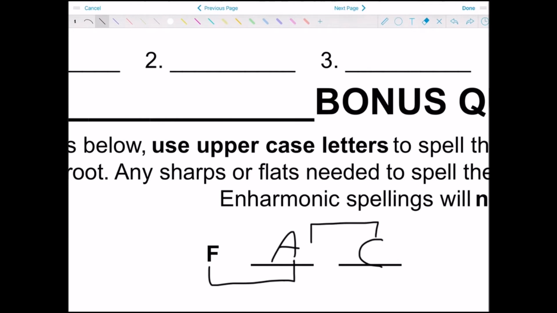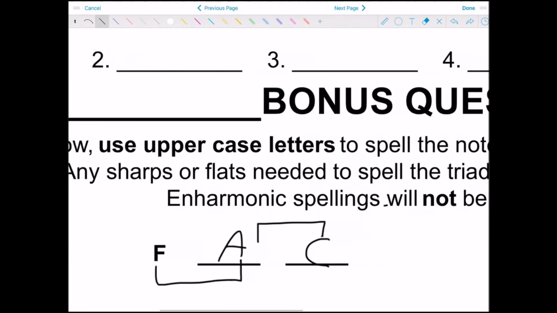So from F to A, is that 4 half steps? Well, if you look at your keyboard, then yes, F to A is 4 half steps. A to C, is that 3 half steps? If you look at your keyboard, then yes, A to C is 3 half steps. That one is fine. We don't need to change anything there.